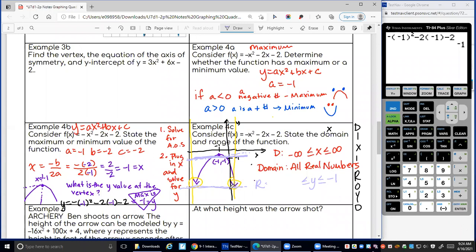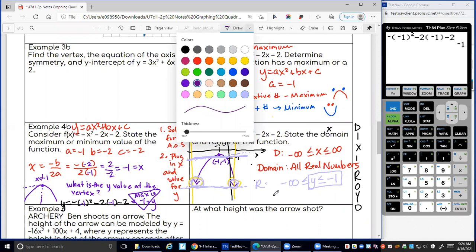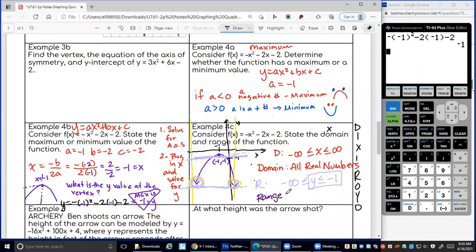My smallest number has arrows, so it goes on forever, and it must be -infinity. So when we're writing that, we're going to drop that and focus on this part. And we can say officially that our range is y is less than or equal to negative 1. Okay. So here's our domain, and here's our range. Any questions? All right.